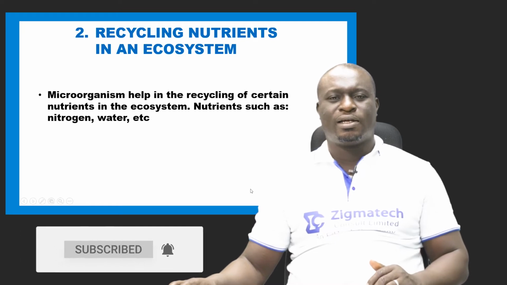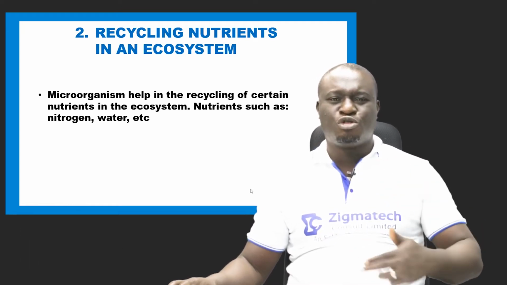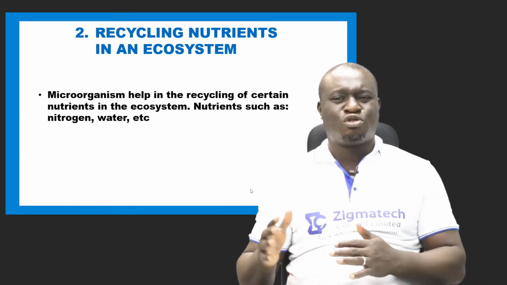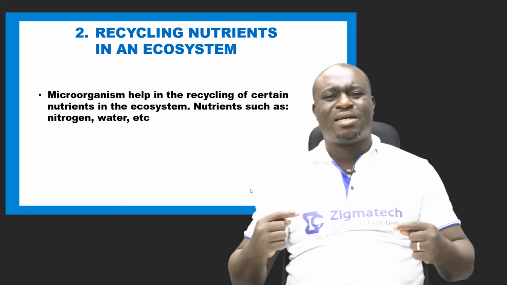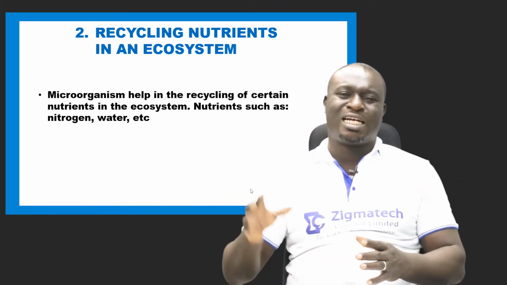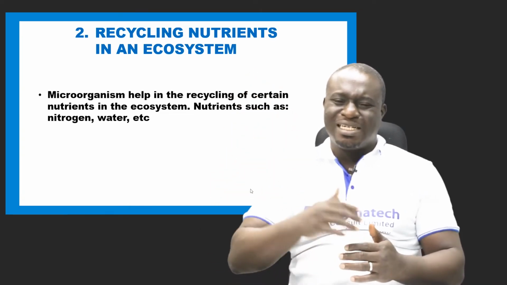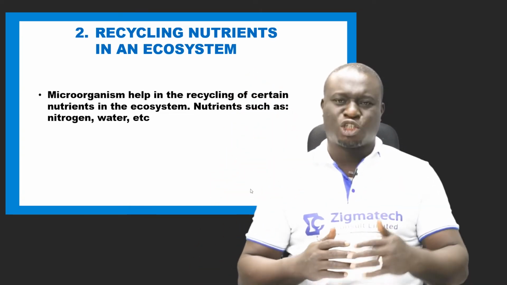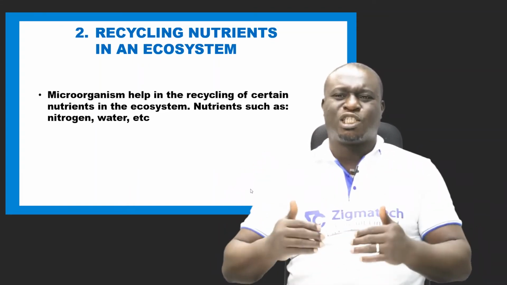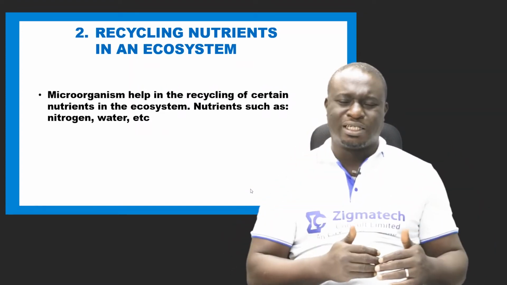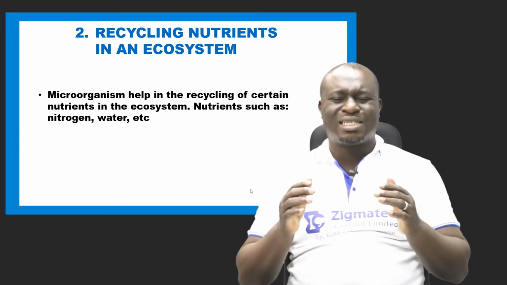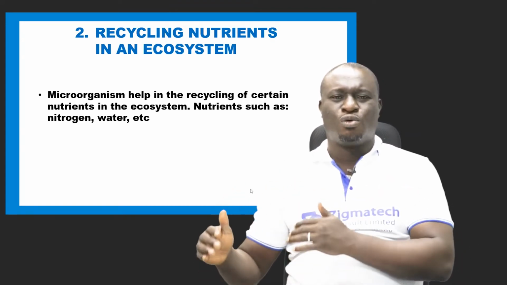Number two is recycling of nutrients in an ecosystem. If you go through the nitrogen cycling, you'll find out that bacteria or microorganisms play a major role, mostly in terms of nitrogen fixation, denitrification, nitrification, ammonification. All these processes in the nitrogen cycle are played by microorganisms. So microorganisms, to a large extent, help in the recycling of certain nutrients in the ecosystem.